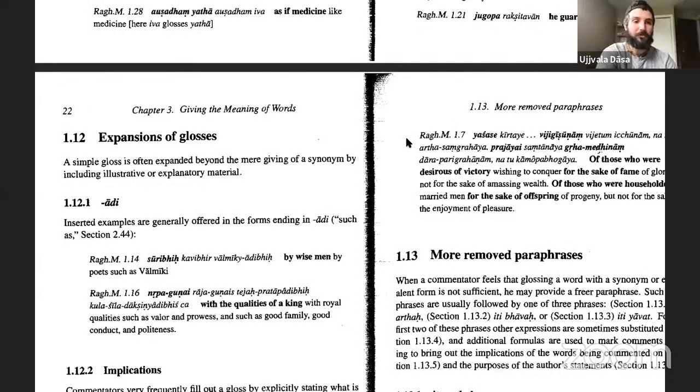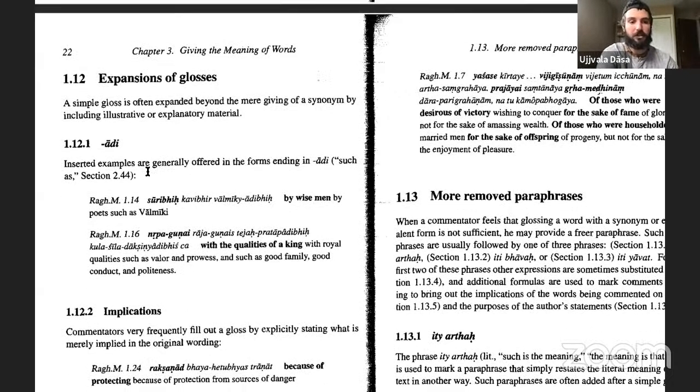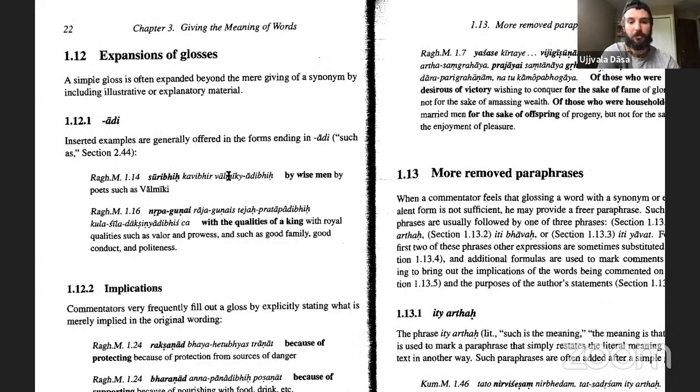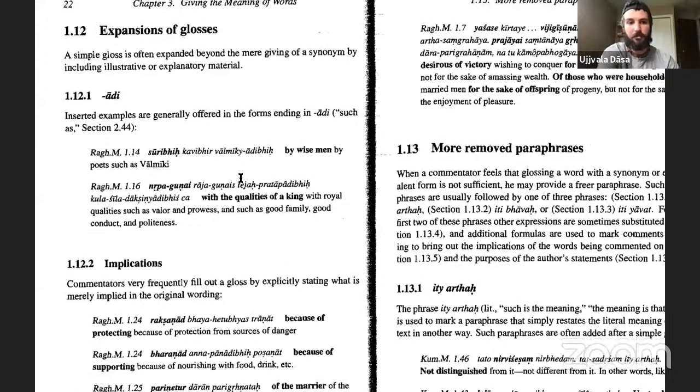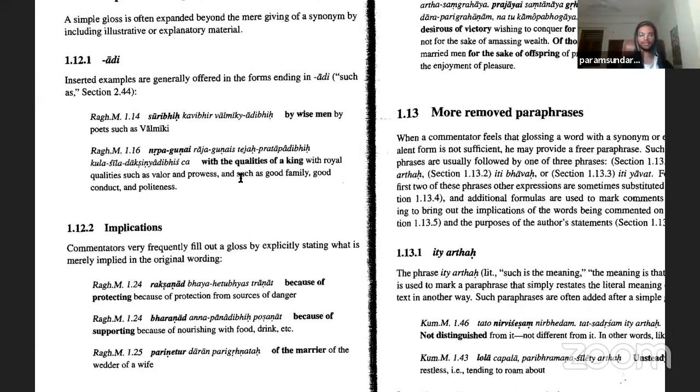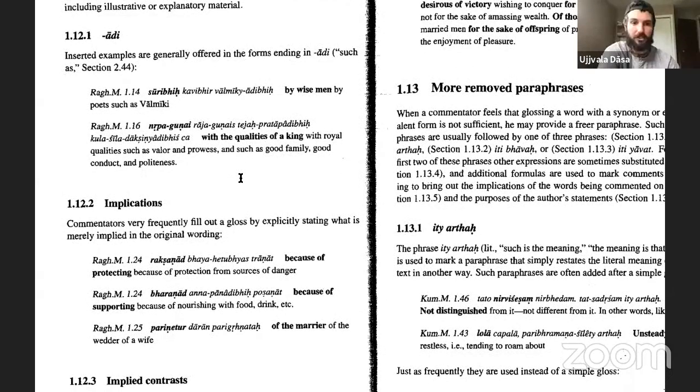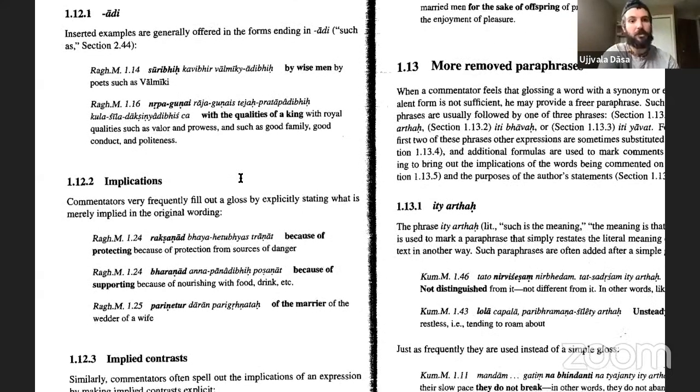Expansions of glosses. A simple gloss is often expanded beyond the mere giving of a synonym by including illustrative or explanatory material. Inserted examples are generally offered in the forms ending in adi, such as suribhih: kavibhir valmikyadibhih. So that's an easy one. Suribhih means kavibhih, such as Valmiki, valmikyadibhih. Sages means poets like Valmiki. By sages, by poets such as Valmiki.